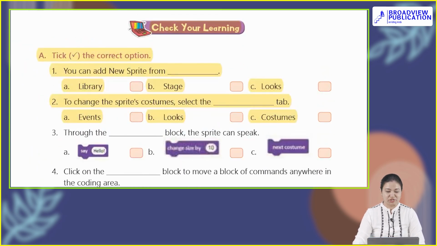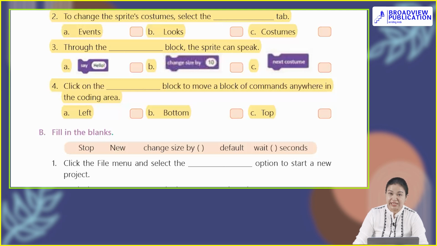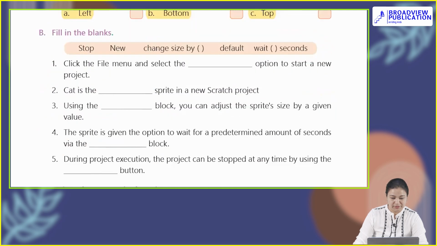Now tick the correct option. You can add a new sprite from where? You can add a new sprite from the library. To change the sprite's costume, select the dash tab. So you have to select the looks tab. Through the dash block, the sprite can what? It can say hello. Click on the dash block to move a block of commands anywhere in the coding area. So you have to write option C. Click on the top block.